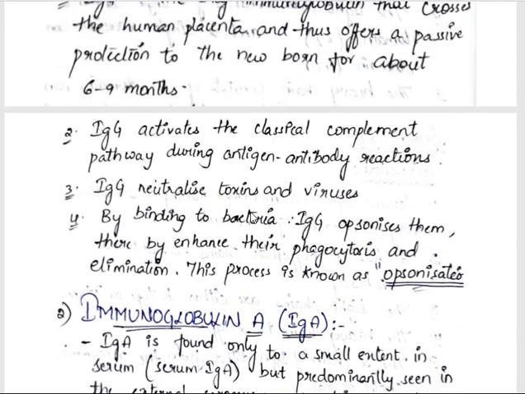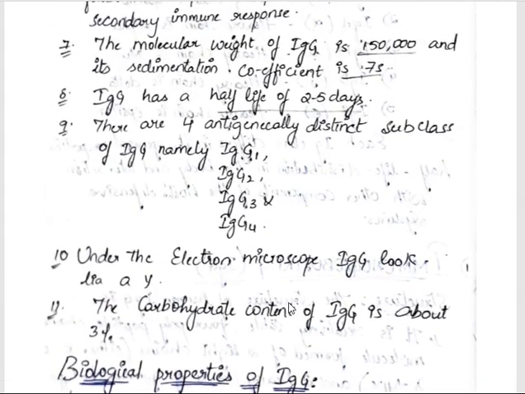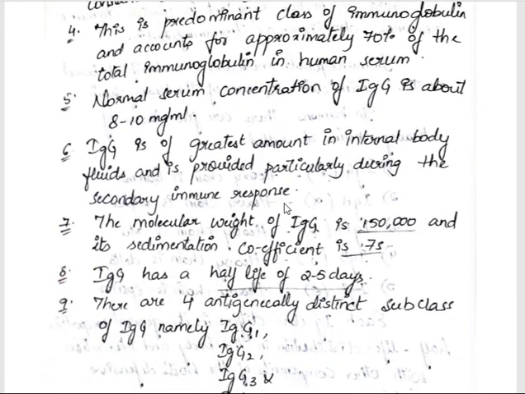Okay, and the normal serum concentration of IgG is about 8 to 10 milligrams per ml, and it is the greatest amount in internal body fluids and provided particularly during the secondary immune response. Where? In the secondary immune response. And the molecular weight of IgG is 150,000, and its sedimentation coefficient is 7S, and it has a half-life period of 2 to 5 days.